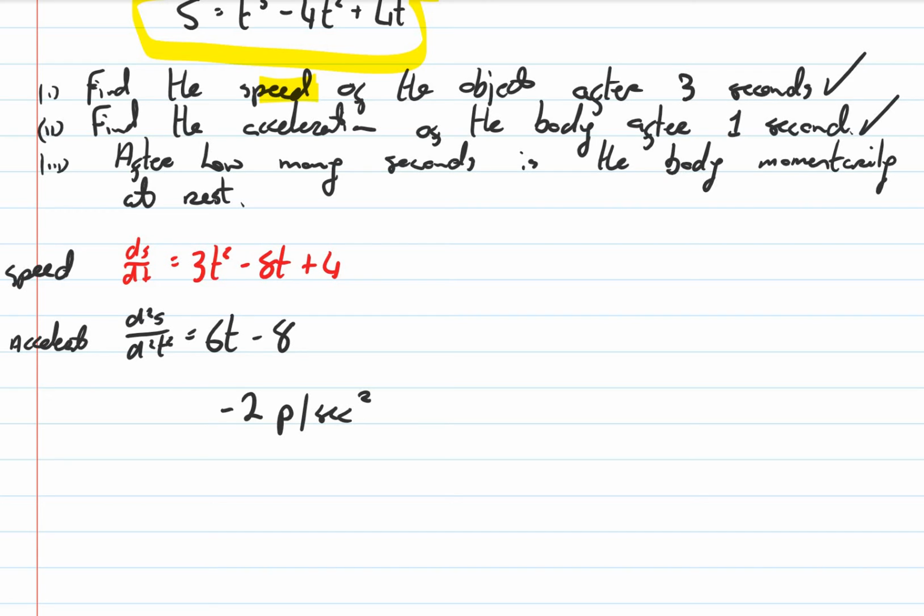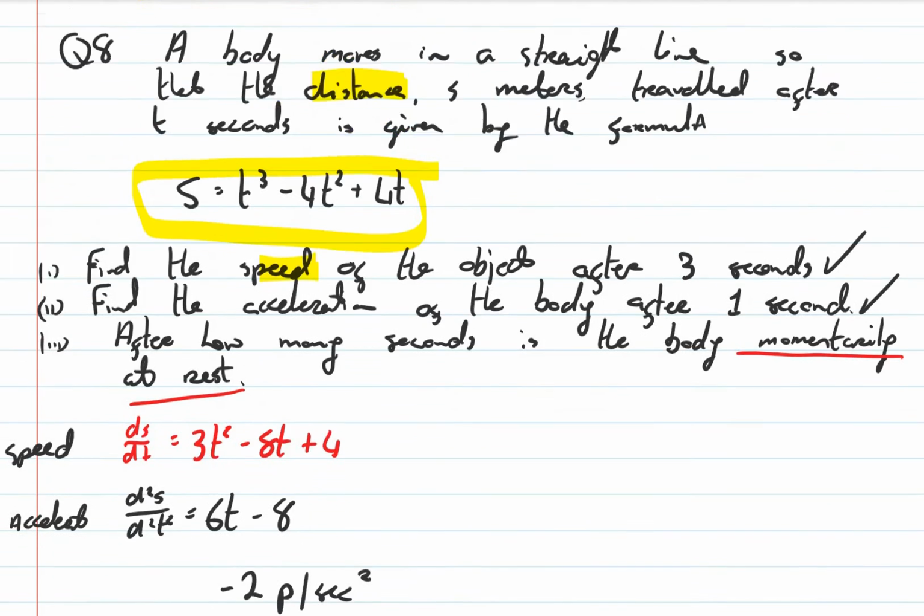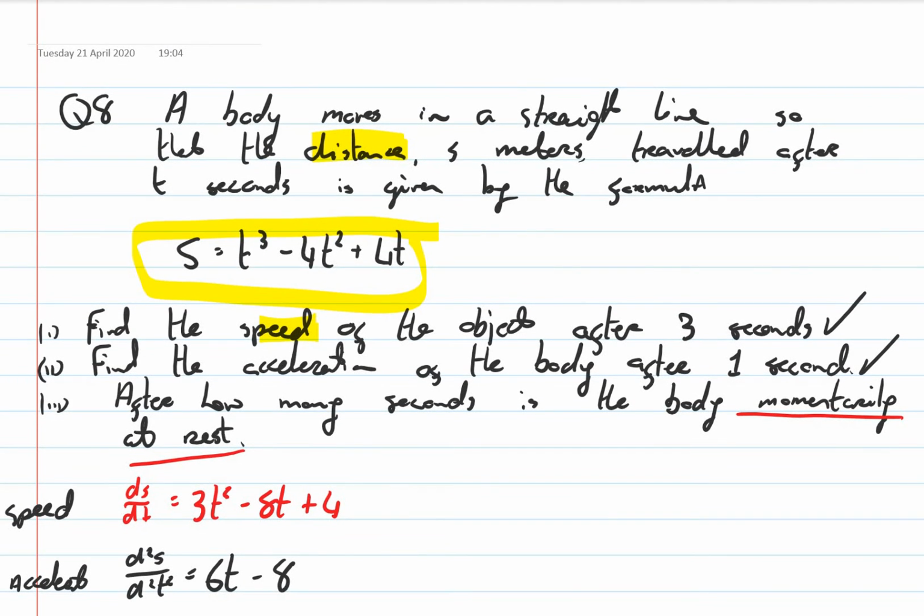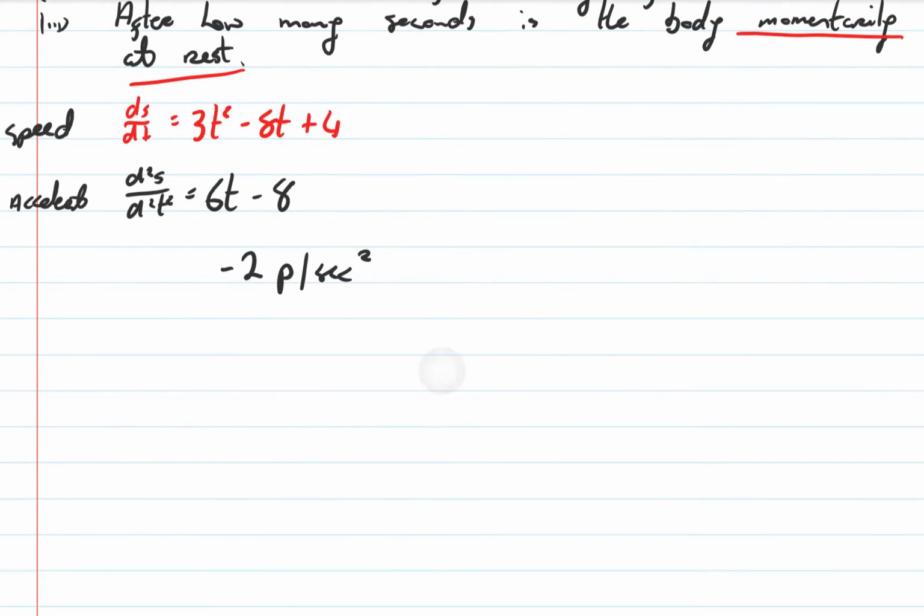And the last one then. After how many seconds is the body momentarily at rest? What I mean by that, let's have a think now. The body moves in a straight line, we know that. Let's say here's the body where it starts and it moves in a straight line, so maybe it shoots up and then after so long it goes back down again to the ground. But at a particular point up here, it stops. It stops in midair for a second.